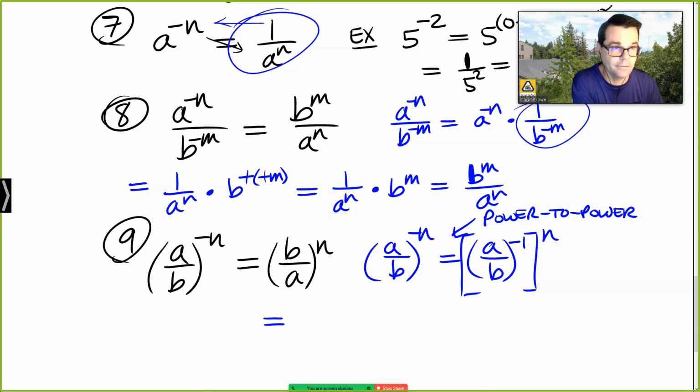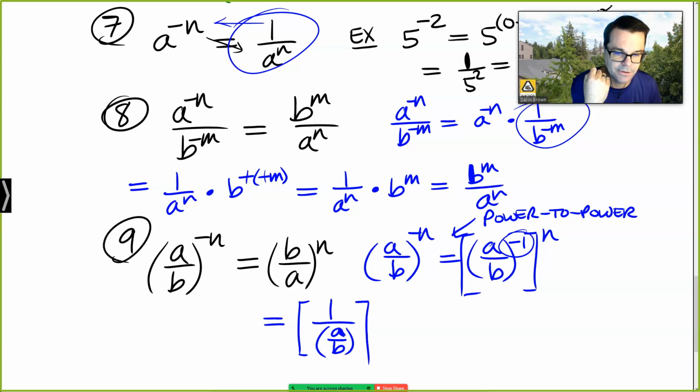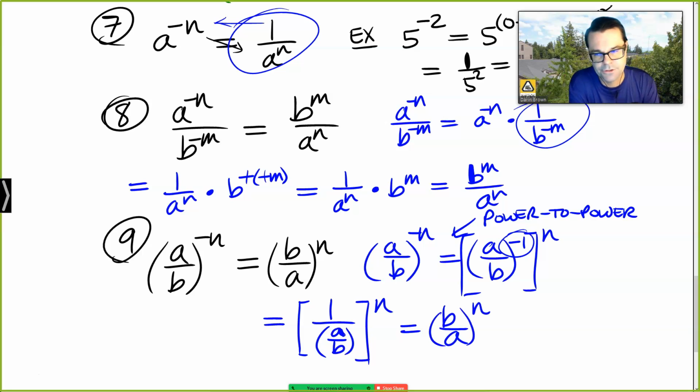But a over b to the negative 1, remember that this stands for reciprocal. So a over b to the negative 1 is 1 over a over b. And remember that when you're dividing by a fraction, you invert and multiply. So the reciprocal of a over b is b over a. So this is b over a to the n. Now, maybe the other way of thinking about it is a little bit easier, but this is the way I like to think about it. The negative exponent means take the reciprocal, and the reciprocal of a over b is b over a.